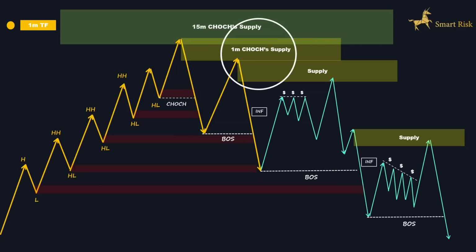approach is to use SMC's continuation strategy to enter the market. To achieve this, the price needs to break the recent structure to the downside and pass through these 1-minute demand zones, creating a newly generated supply zone. In this case, I wouldn't recommend placing any limit order at this newly generated supply zone due to potential risk. There's still a high probability that the price could use this supply zone as an inducement to generate more liquidity.